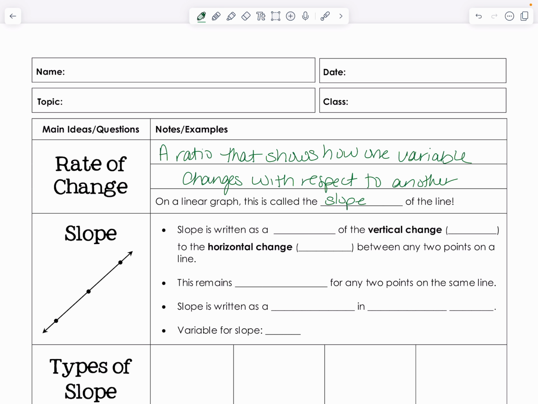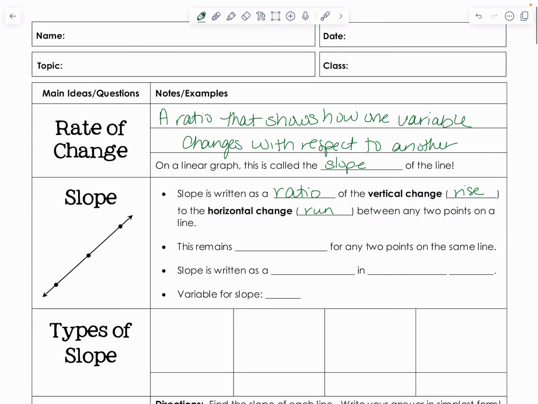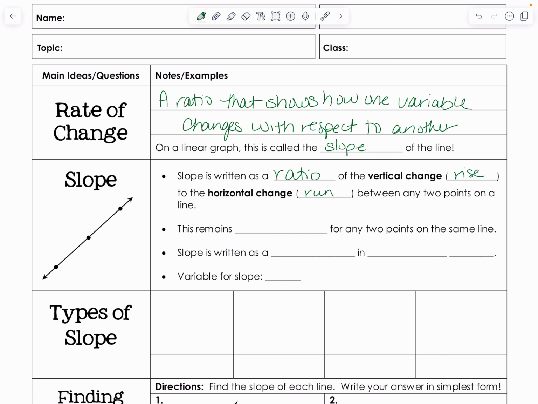Slope is written as a ratio of the vertical change, which is the rise, divided by the horizontal change, which is the run, between 2 points. This remains constant for any 2 points in the same line. Slope is written as a fraction in simplest form. The variable for slope is m.